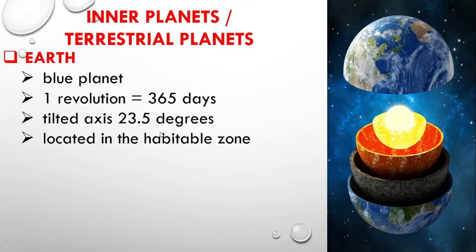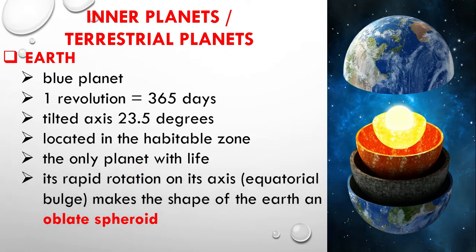Okay? So it is located in the habitable zone in the solar system. It is the only planet with life. Although there are explorations by NASA to other planets, there is no firm evidence yet that there is life in other planets. So its rapid rotation on its axis, what we call the equatorial bulge, makes the shape of the Earth an oblate spheroid. It is not a perfect sphere.